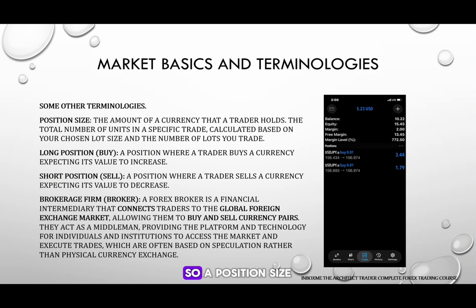Right? So a position size is the amount of currency that a trader holds. So understand it very well. It's the total number of units in a specific trade. Take that a specific trade was a buy or a sell. Now I'm buying this particular market. How many units of buy am I holding? Alright, 2 units. That's my position. I have 2 positions on this, 2 positions on a single trade. That's just how you understand it.